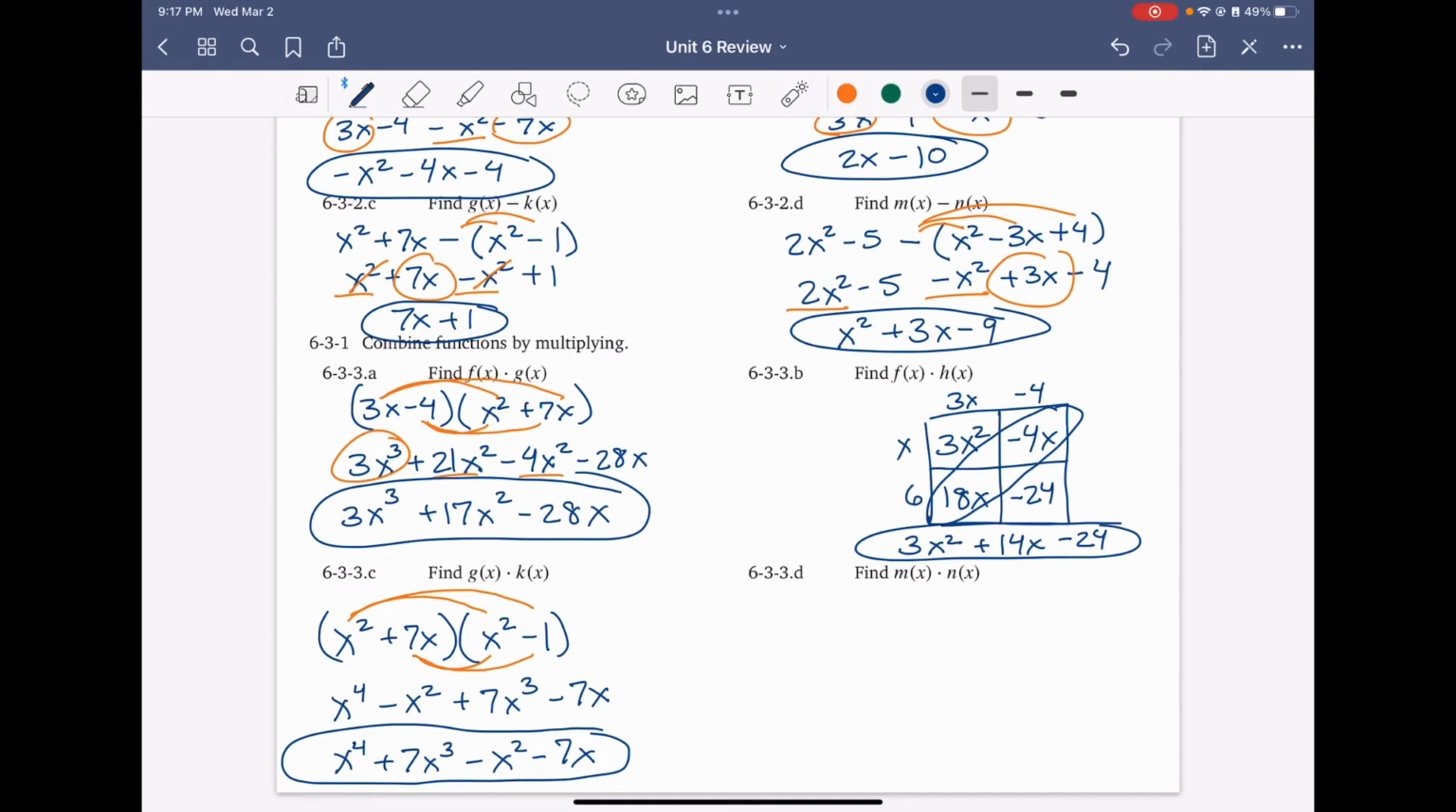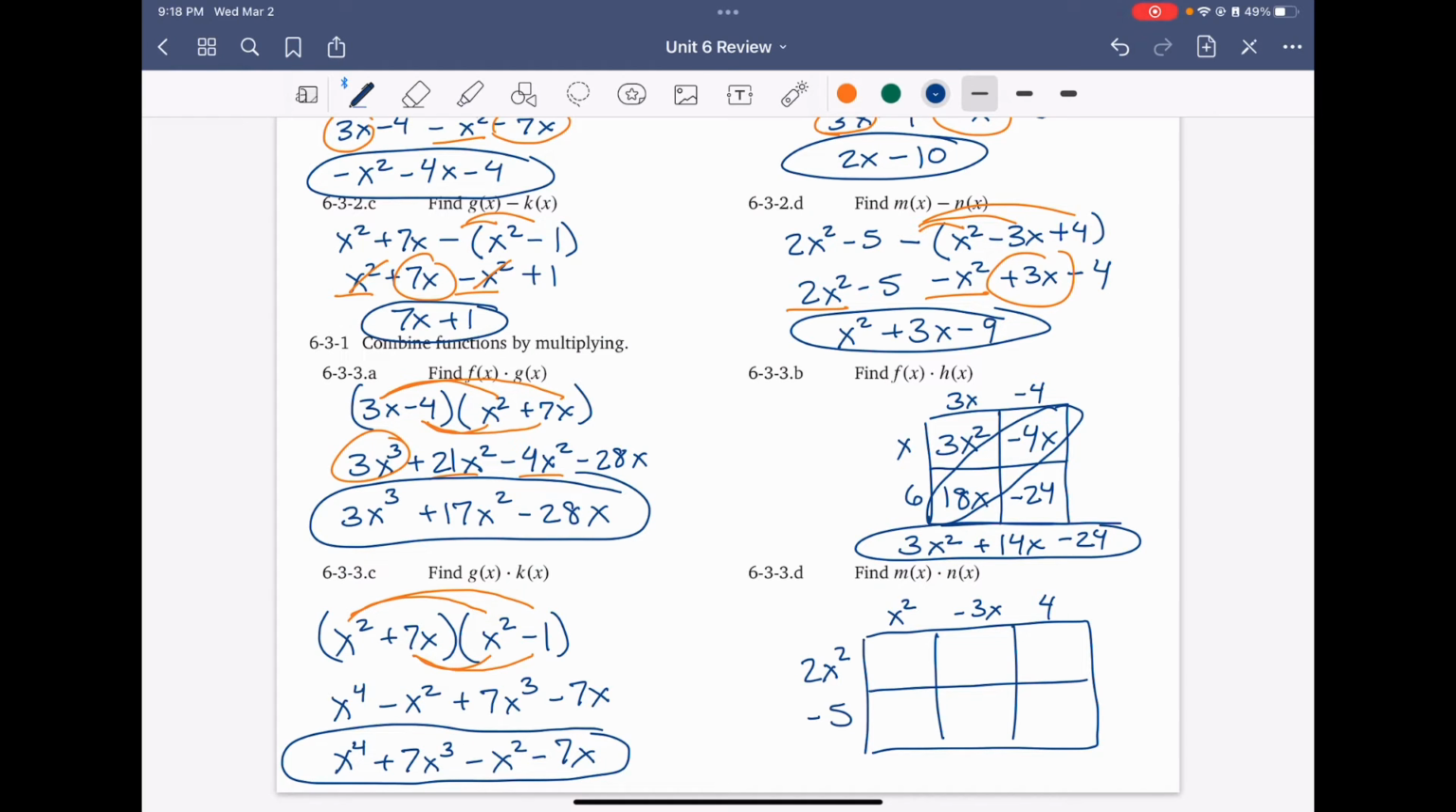All right, last one, m times n. So this one, m has 2 terms and n has 3. So I'm going to do a 2 by 3. And n is the one that has 2, so it's going to go on the side, 2x squared minus 5. And n has 3 terms, so it will go on the top, x squared minus 3x plus 4.